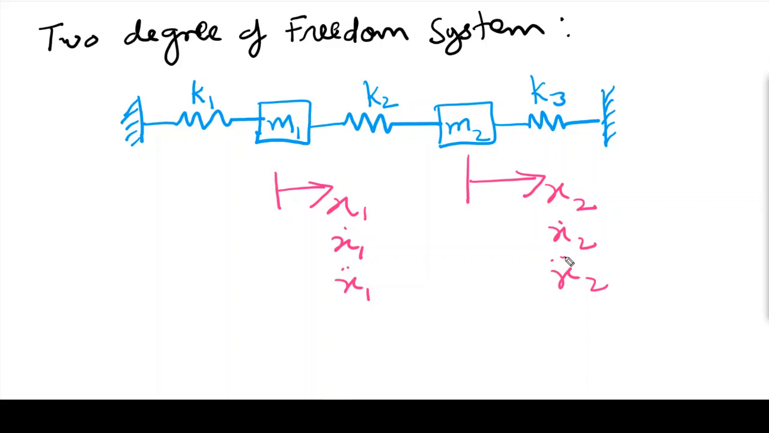So first of all, we will learn how to write the equation of motion. So to write the equation of motion, we need to draw the free body diagram of each mass. So let us start with mass m1.